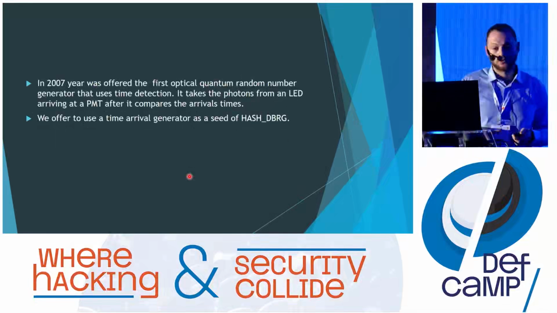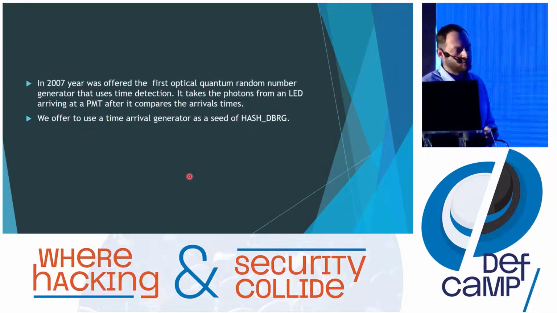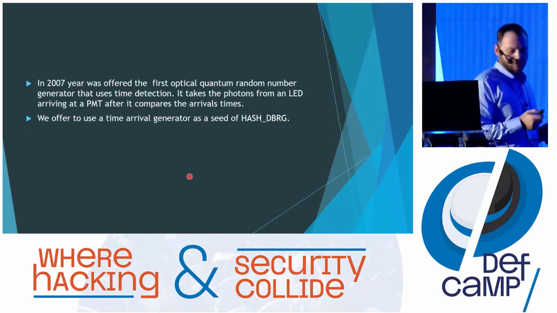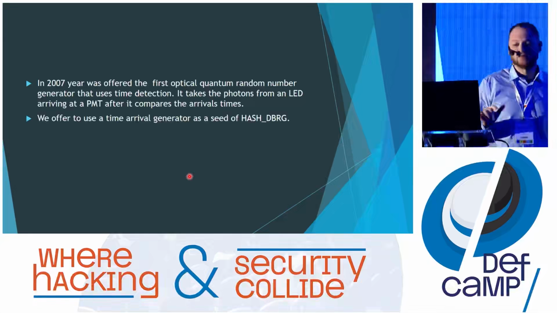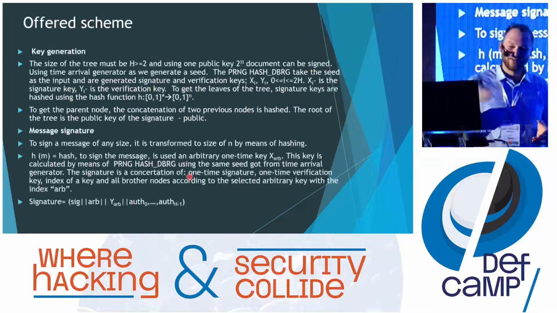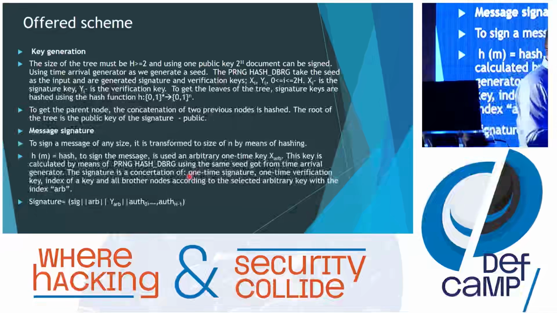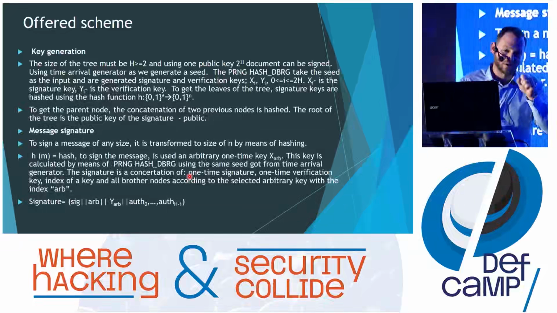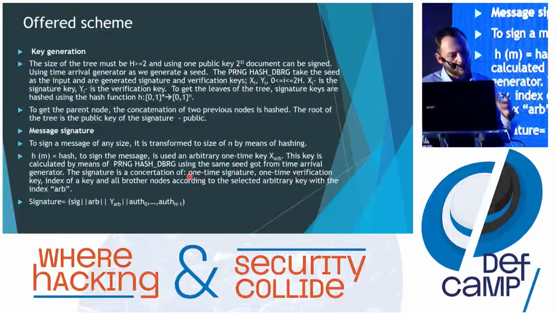In 2007, the first optical quantum random generator that used time detection was offered. It took photons from an LED. So we offered to use a time of arrival quantum random number generator as a seed for a hash DRBG. Here is a scheme of what we do. In the key generation, we don't generate all these keys separately. We just take one quantum seed, pass it to the PRNG, and afterwards get all these signature keys.